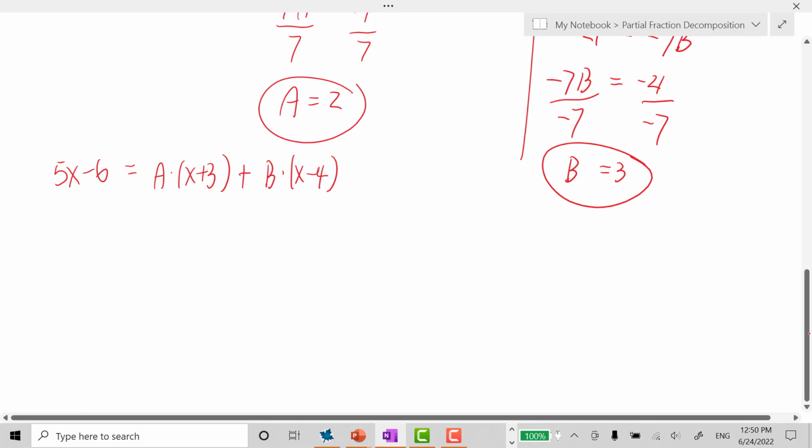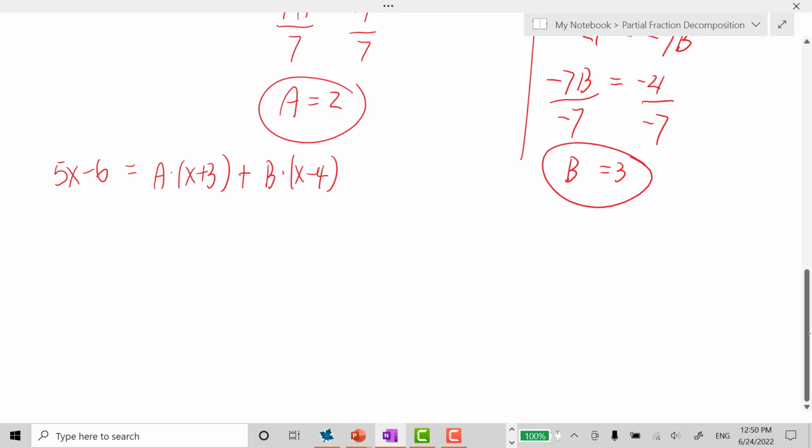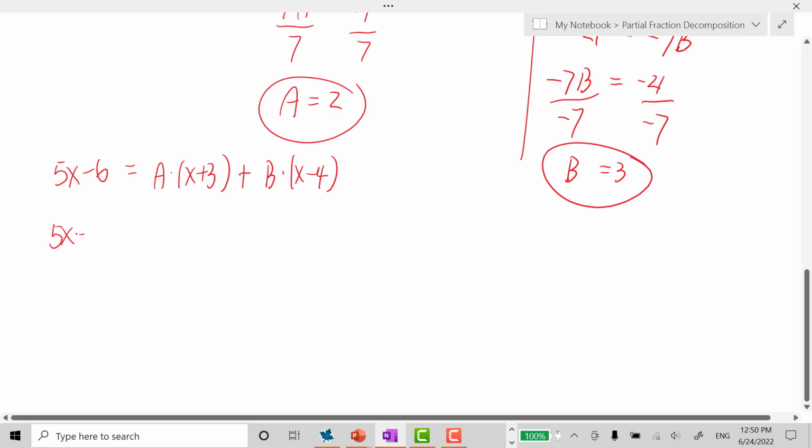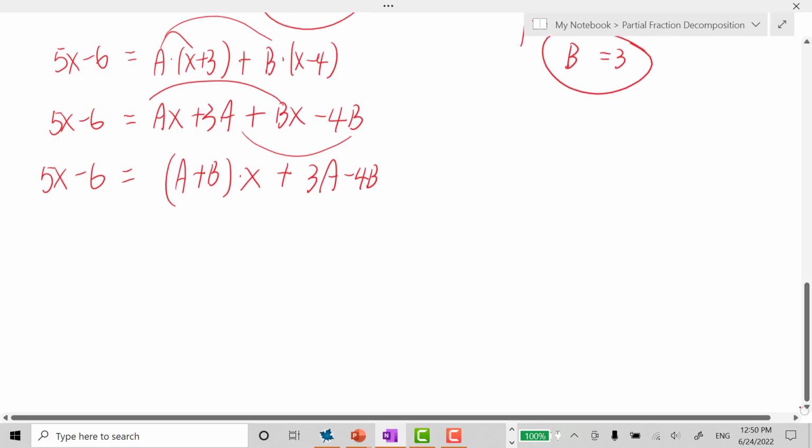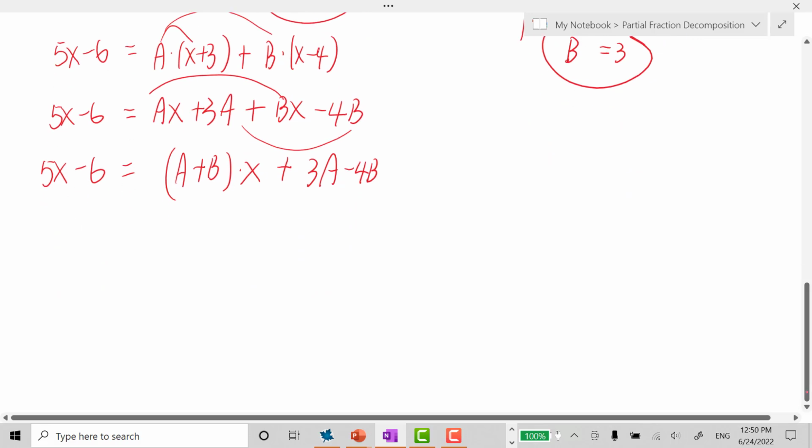So here, on the left-hand side, we have two terms, a linear term and a constant. Copy that. On the right-hand side, we have linear terms. So let's distribute: ax plus 3a plus bx minus 4b. And ax plus bx, that's a linear term. Combine them together, so we get (a plus b) times x. And the other two terms, 3a and minus 4b, those are the constants. Put them together. So now linear term equals linear term, constant equals constant.